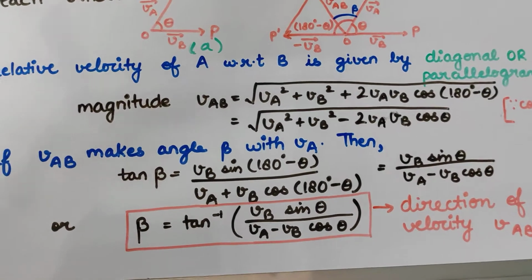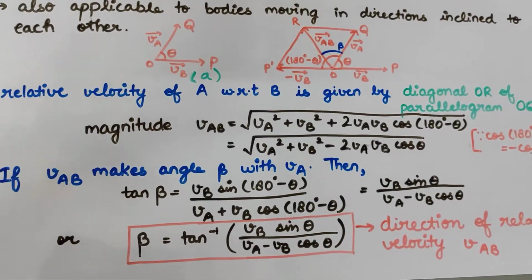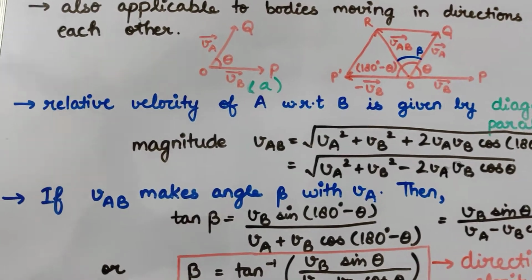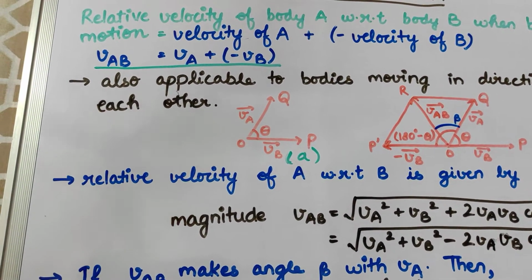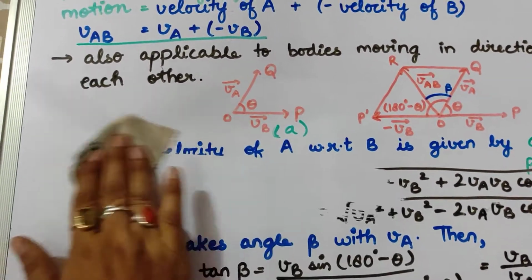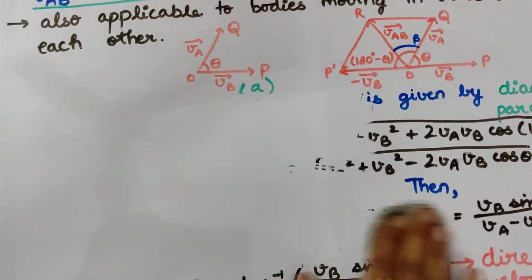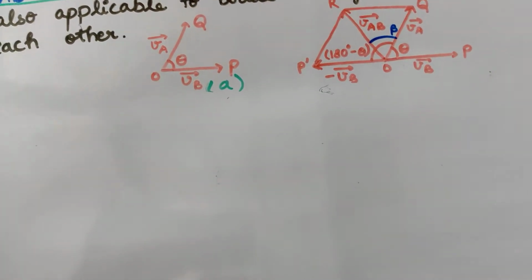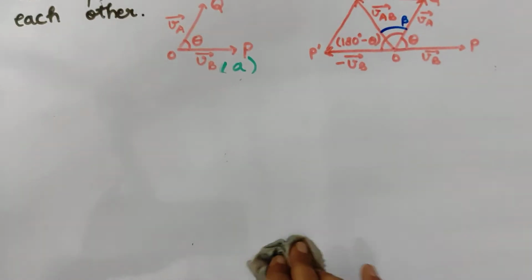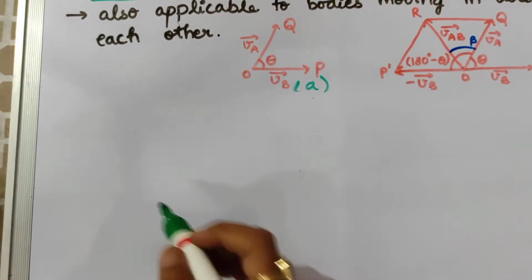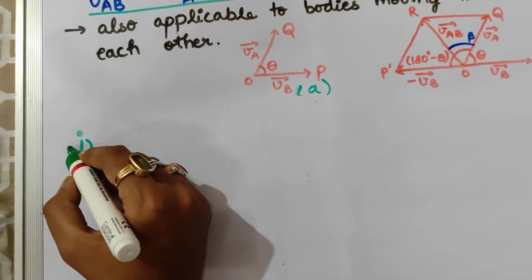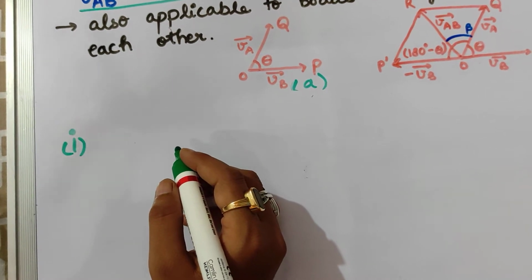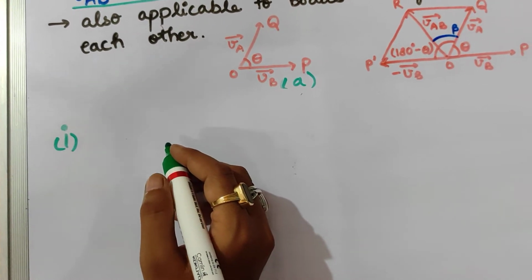Fine. So the direction of relative velocity VAB can be found with the help of this angle beta. Now class, there are two special cases. We will quickly discuss those two special cases. What are those two special cases? Now, the first case is when both the bodies are moving along parallel straight lines in the same direction.